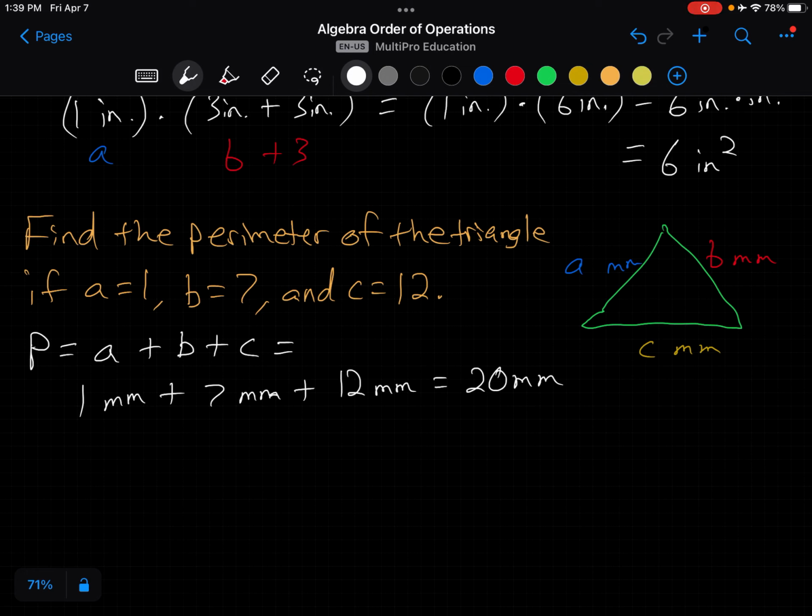So today we did order of operations. We evaluated numerical expressions and algebraic expressions.